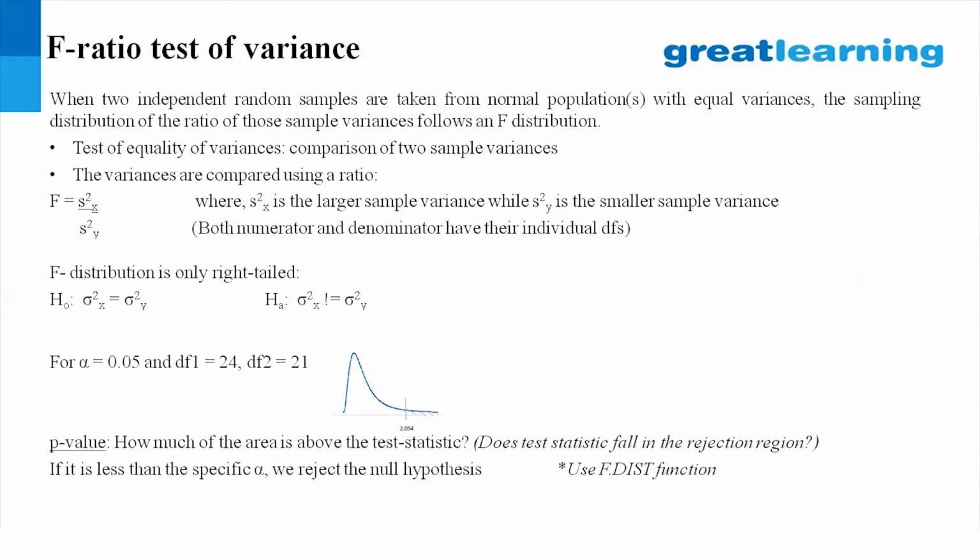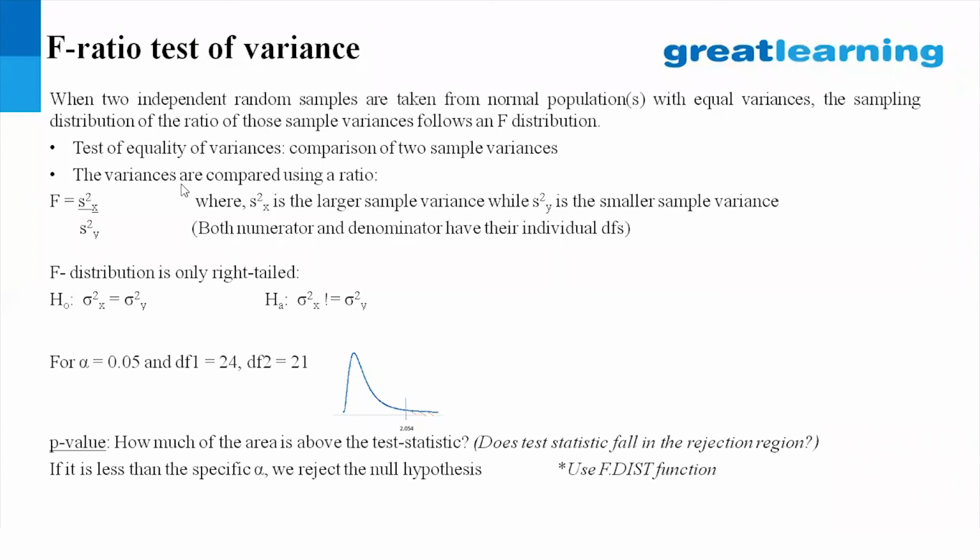Apart from that, the calculation of the p-value remains the same here. You'll be calculating the p-value using the f.dist function, which is again similar to the t.dist or chi-square.dist function. If that p-value is lesser than alpha, which is 0.05, for example, reject the null hypothesis. If it is greater than alpha, then you fail to reject the null hypothesis. Okay, so these are all the possible hypothesis tests that you can do.